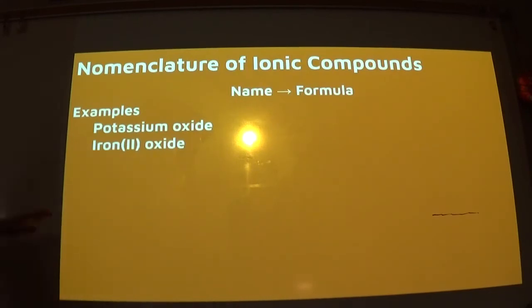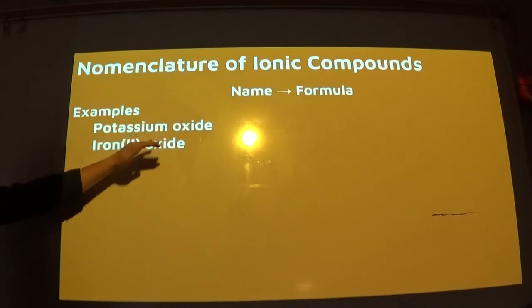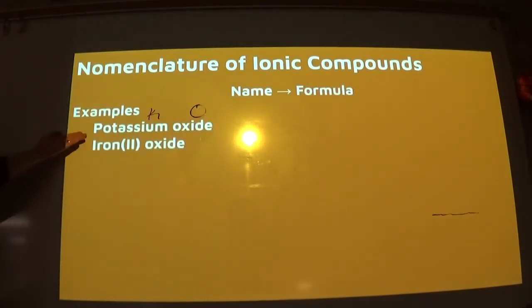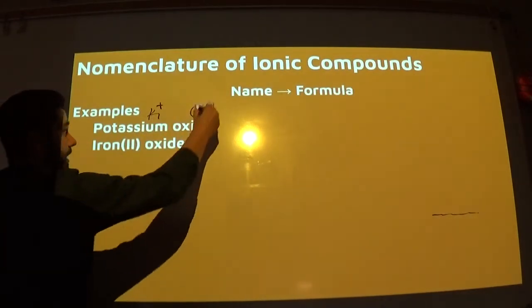Okay, so the first thing I want to know, if I just say potassium oxide, the first thing you need to know is what charge are the ions. I know potassium's K, I know oxide is O, but what charge do they have? How do I figure it out? The charge isn't given to me. It's on the periodic table, right? Potassium is +1, oxide is a -2.